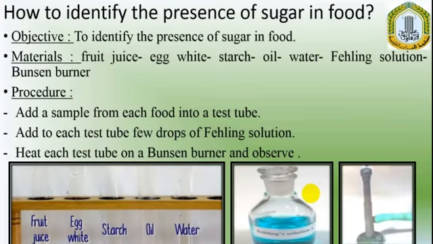That was discovered by another experiment, to see if all the food around us contained sugar, by taking different food samples and trying to identify the presence of sugar in each. The food samples that we are going to use are fruit juice, egg white, starch, oil, and water. Here the Fehling solution is used as the reagent and a Bunsen burner for heating.